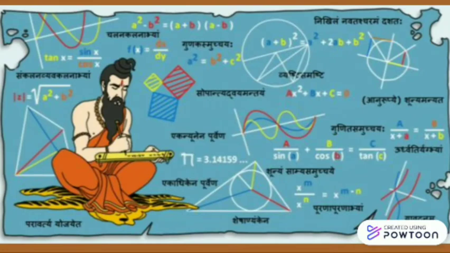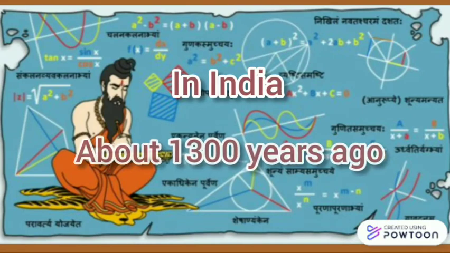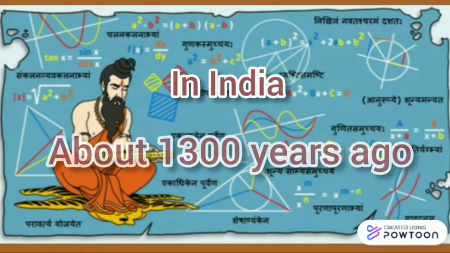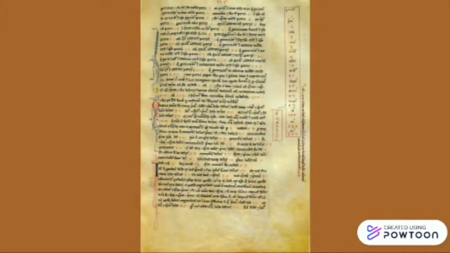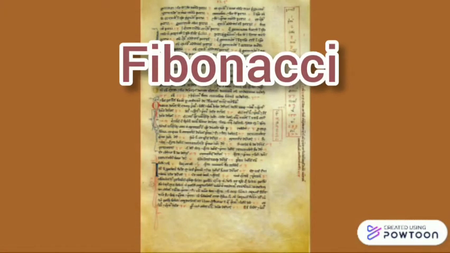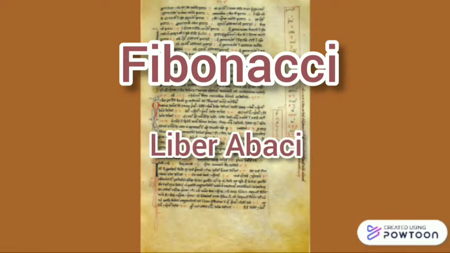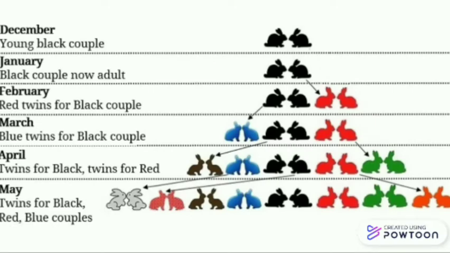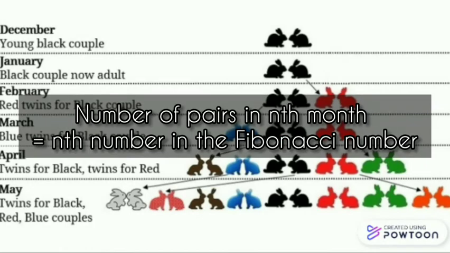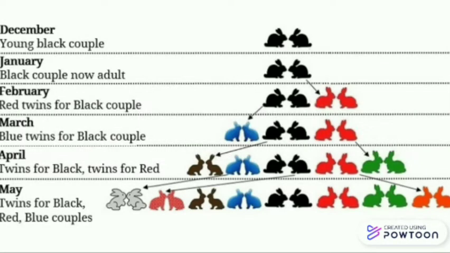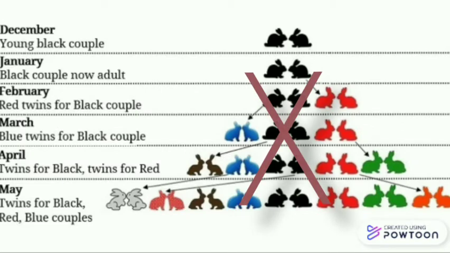The sequence was first described by mathematicians in India about 1,300 years ago. Fibonacci was a mathematician, and in his book he described the sequence with a thought experiment about calculating the growth of rabbit populations. The number of pairs of rabbits in the nth month is the nth Fibonacci number. But the easiest place to find these numbers in nature isn't in bunnies.